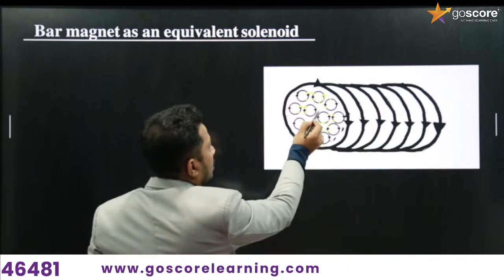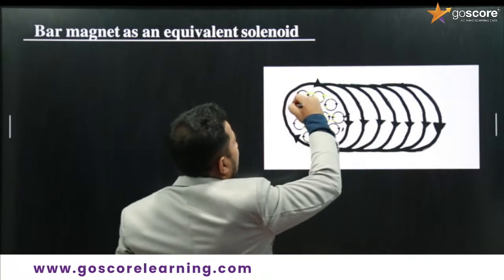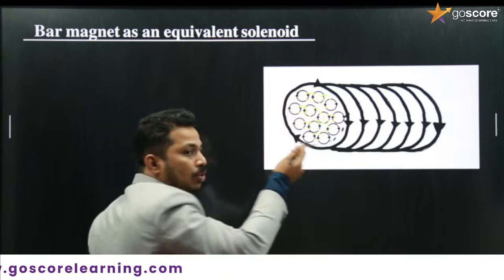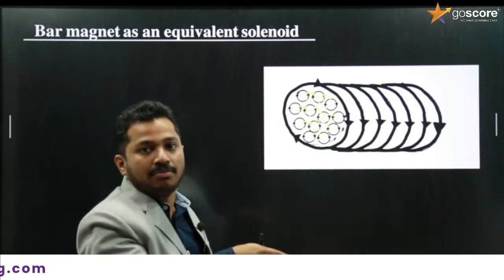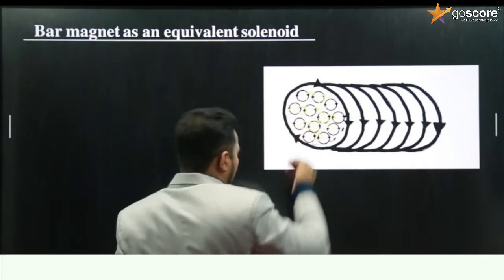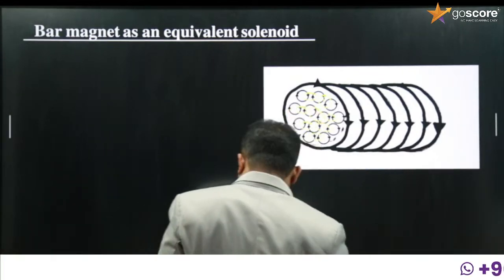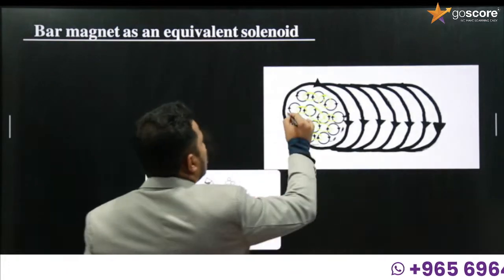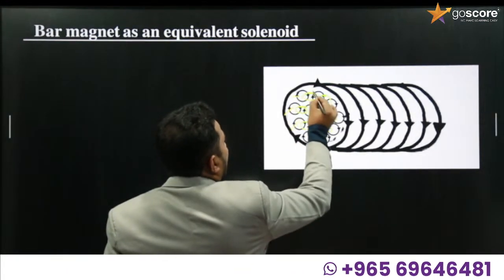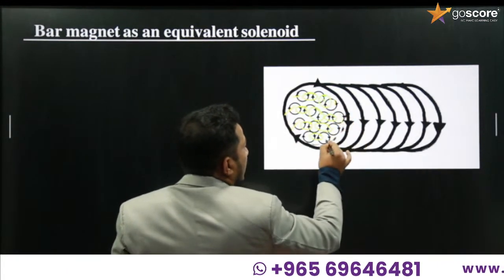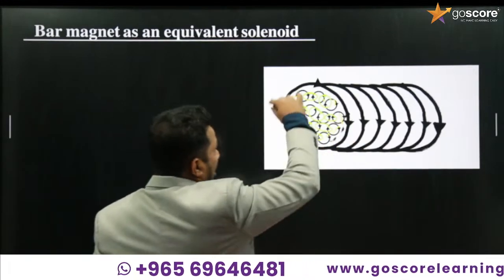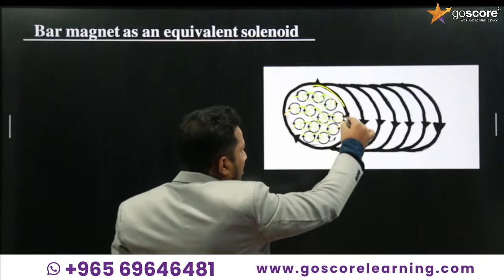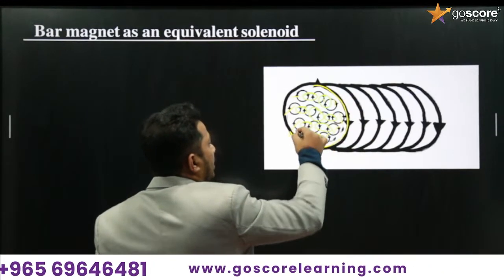So what happened on the surface? On the outer layer, you can see that there is no cancellation for the outermost electrons or the atoms near the surface. I will take another color, that will be better. So there is no cancellation for the surface electrons. So overall, there will be a surface current.